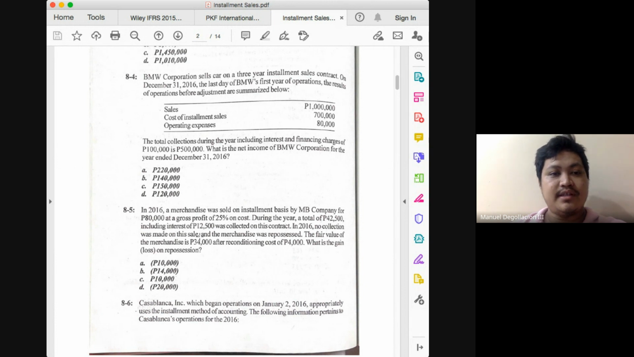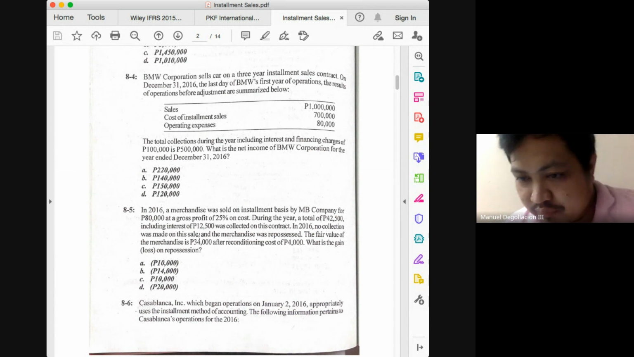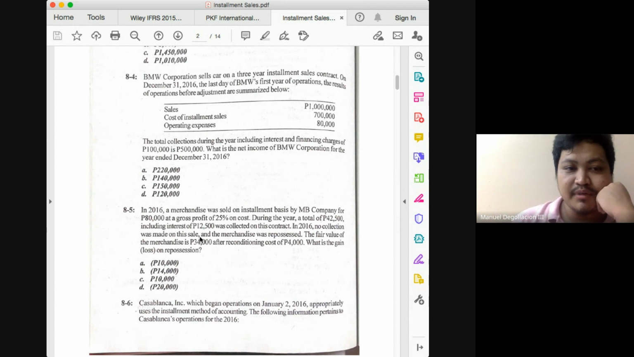Okay. First, let's try to determine our RGP. Again, RGP or realized gross profit is simply collections times the gross profit rate. And here we have collection of 500,000, but we will not multiply the 500,000 with our gross profit rate because it does not apply entirely to our installment receivable. 100,000 of that 500,000 applies to your interest, and that 100,000 should be reported as an interest income. So the collection that should be applied to our installment sales should only be the 400,000.